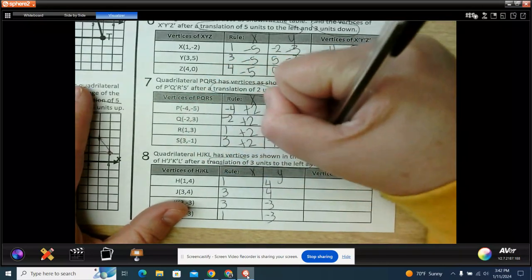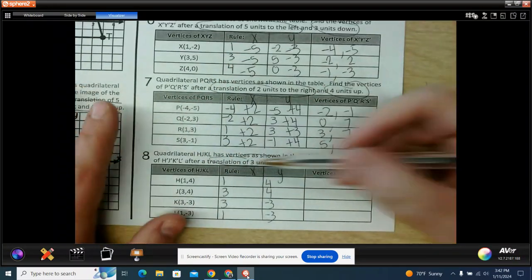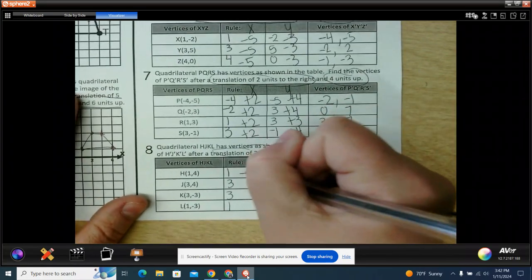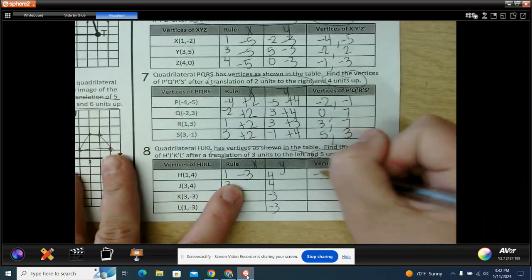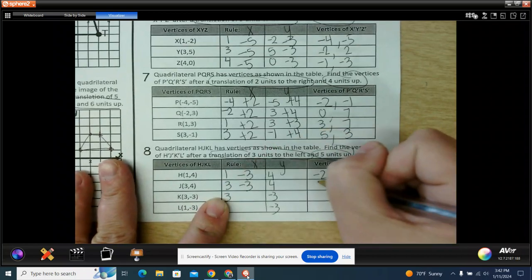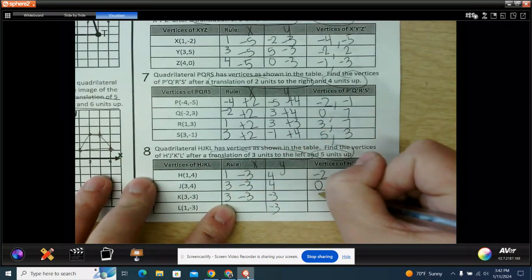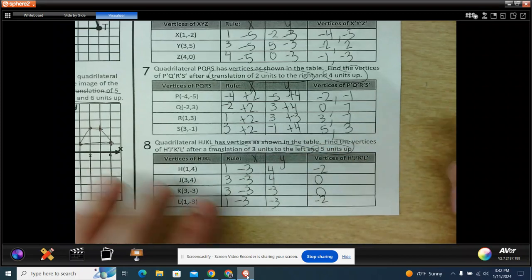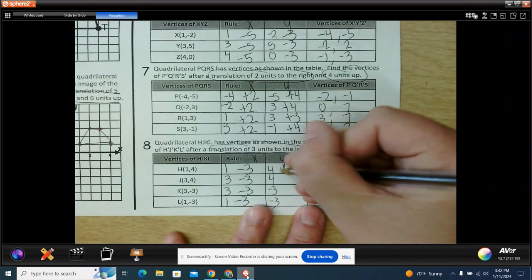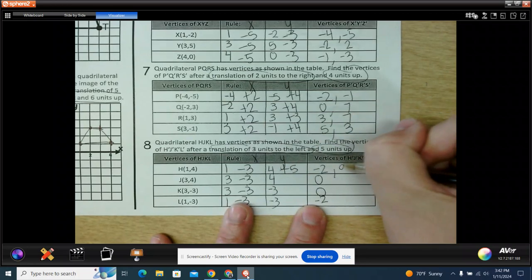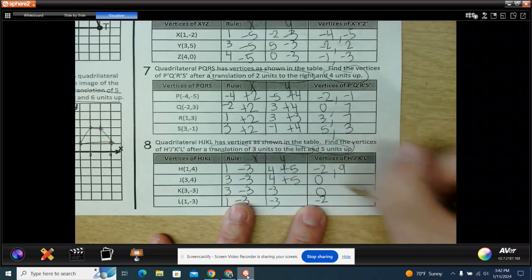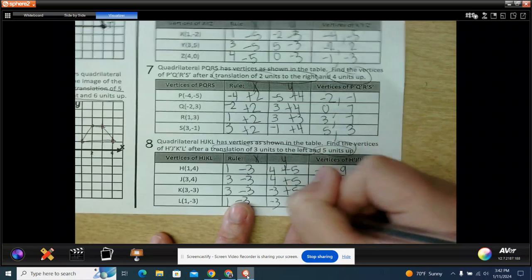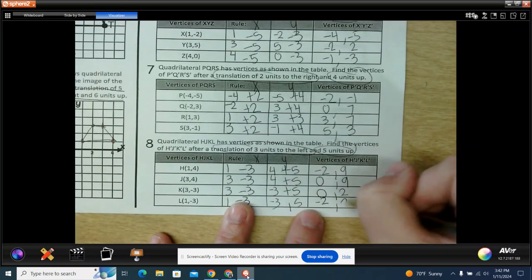And then we're going to translate our next shape by 3 units left and 5 up. Left is going to be negative, so we're going to minus 3. 1 minus 3 is negative 2. 3 minus 3 is 0. 3 minus 3 is 0. 1 minus 3 is negative 2. Then my y's, we're going to add 5. 4 plus 5 is 9. 4 plus 5 is 9. Negative 3 plus 5 is 2. Negative 3 plus 5 is 2.